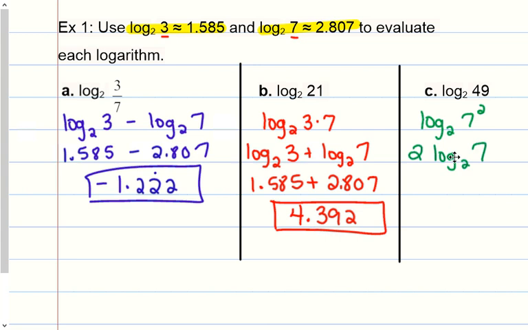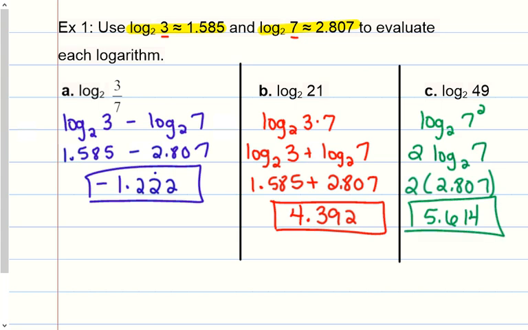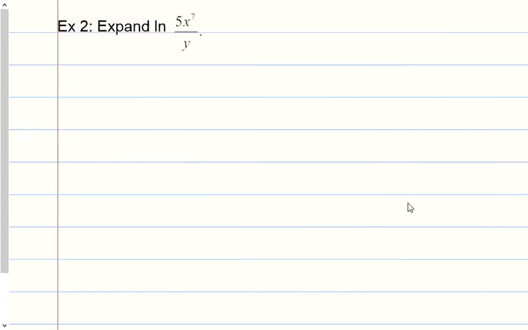Well, I have an estimation for log base 2 of 7, so I have 2 times 2.807, and we can put that in our calculator, and we get 5.614. Okay, let's look at example 2.